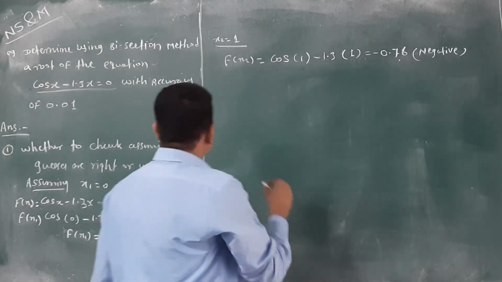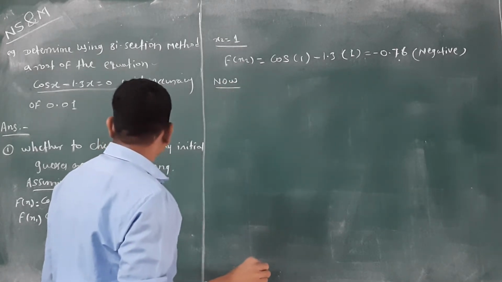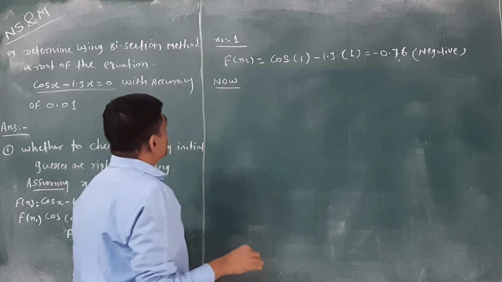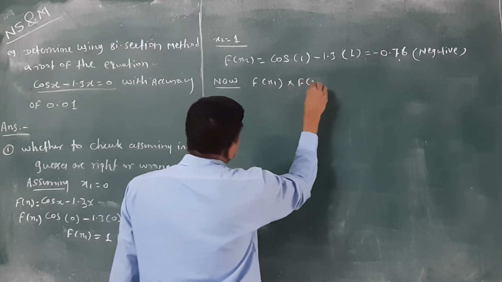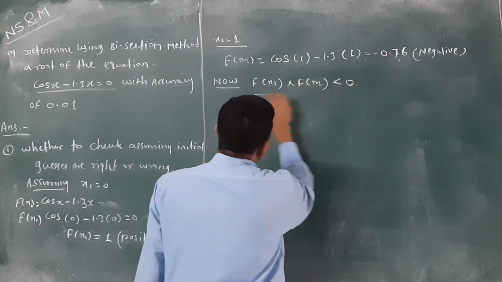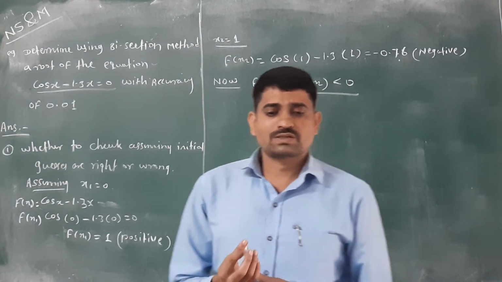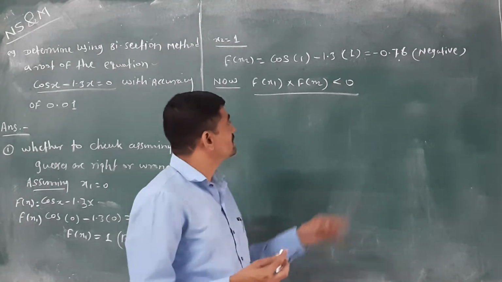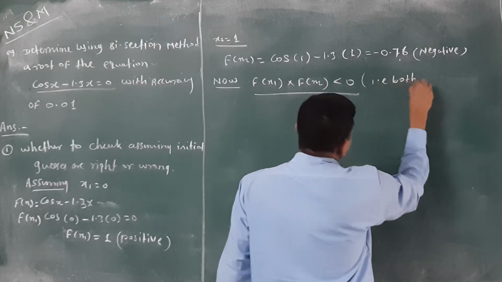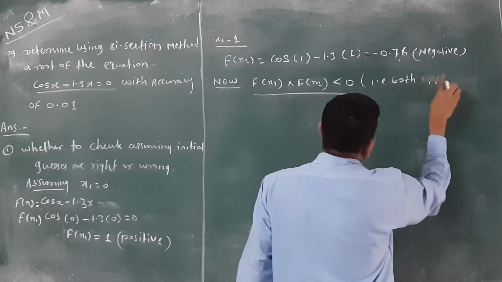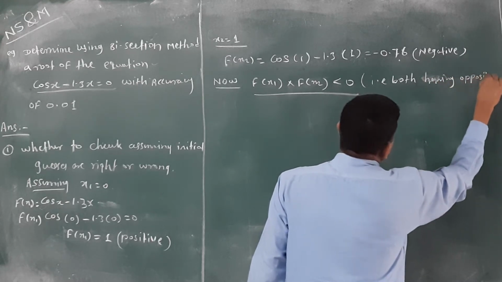Now we want to check that condition. Which condition? Whether the assumed initial guesses are right or wrong. Now we will put the values f of x1 into f of x2 is less than 0. This condition we know: f of x1 into f of x2 is less than 0. That is, both having opposite sign.